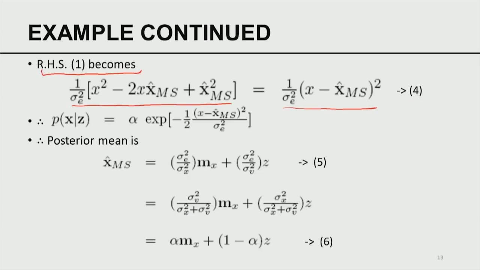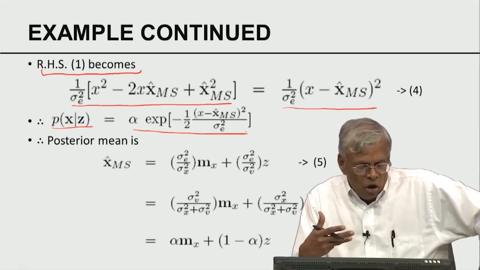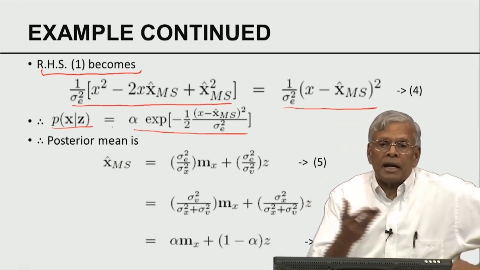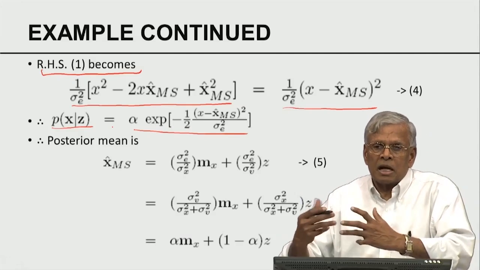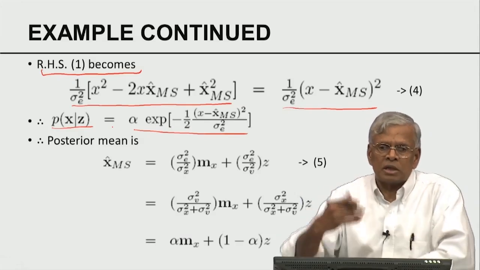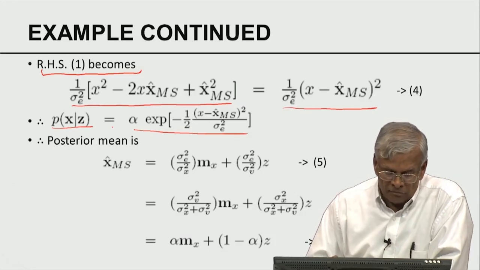So with that in place, I can indeed rewrite the posterior density, p of x given z, in this particular form where alpha is a constant. Alpha is a constant that can again be explicitly expressed, but in this particular case, we already know this is a density function, and alpha can be expressed in explicit form using the beta that we have used earlier.